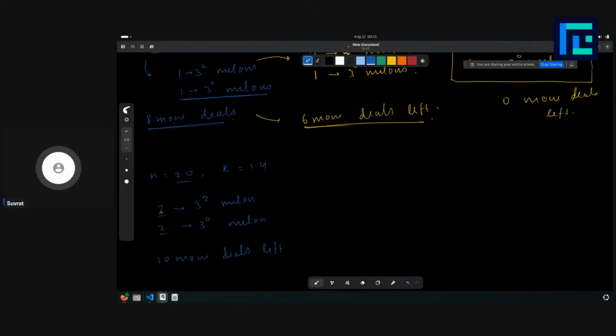So what we can do is first, these 2 deals we can make them 6 deals, 6 deals of 3 to the power 1 melons, and this would remain the same, 2 deals of 3 to the power 0 melons. So now we would have just 2 more deals left. Actually, sorry, 6 more deals left.